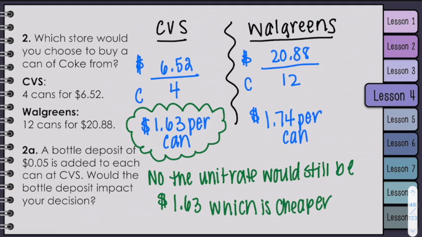And if you really want to solidify it, you can say it's cheaper than Walgreens by 11 cents, because the difference between the two would be 11 cents.